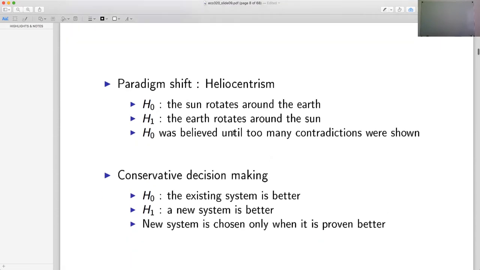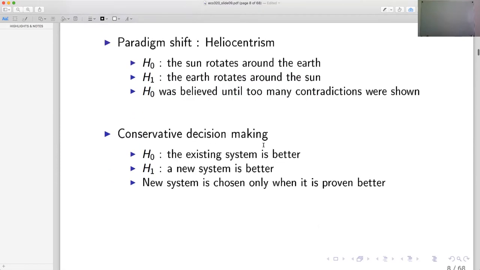Take the paradigm shift of heliocentrism: the sun rotates around the earth, or the earth rotates around the sun. This is the null hypothesis and this is the alternative. Our null hypothesis was believed until too many contradictions were shown. These were based on some results or supporting evidence, and then we reject the null hypothesis. The conservative decision making is that the null hypothesis is the existing system is better. The alternative is that a new system is better.